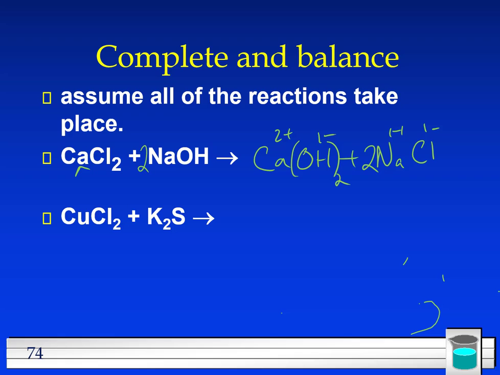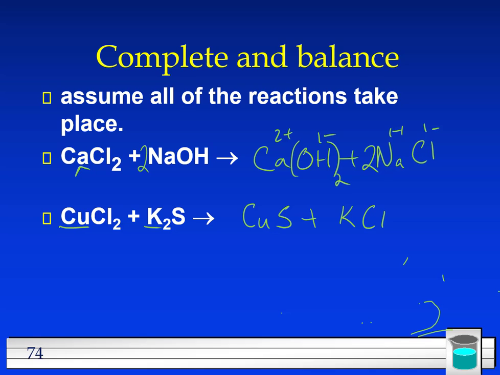Let's kick it up a notch. CuCl2 plus K2S makes what? Well, the positive pieces are going to switch places. So the Cu was next to Cl. Now it's going to be next to S. The K was next to S, it's now going to be next to Cl.